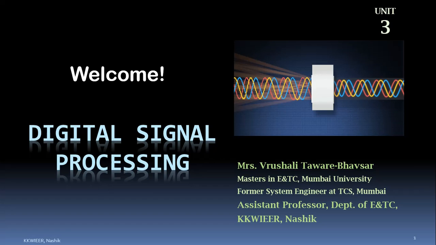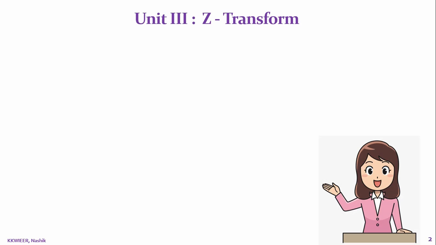So in the previous two videos we have studied the first unit, that is DSP preliminaries, sampling theorem, aliasing effect and so on. And in the second video we have studied DFT, that is the discrete Fourier transform, DFT, FFT, its properties and all. So in this third unit, in the third video, today we are going to discuss Z transform.